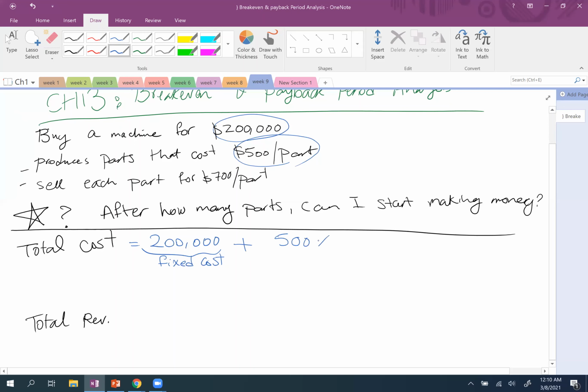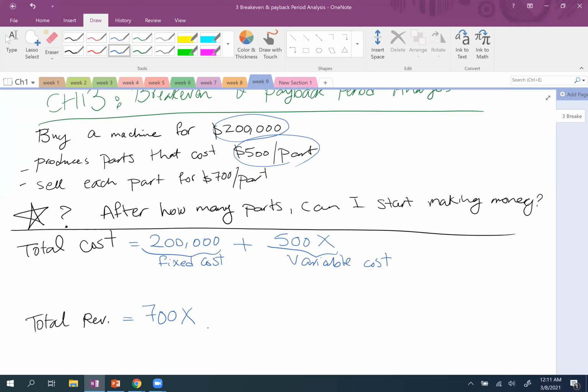500 times, let's say, X. It means that if I have to spend $500 to produce one part, if I manufacture X parts, I have to pay 500 times X. So as you can see, the second element of this cost function is our variable cost. The reason I'm saying it's variable is because it's a function of how much you produce. The more you produce, you have to pay more. Your total revenue is equal to 700 times X. So again, this revenue is also a function of the amount that you produce. The more you produce, the more you can sell. Assume that you can sell whatever you produce.